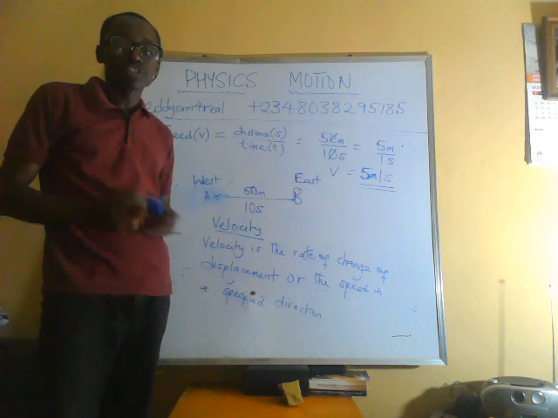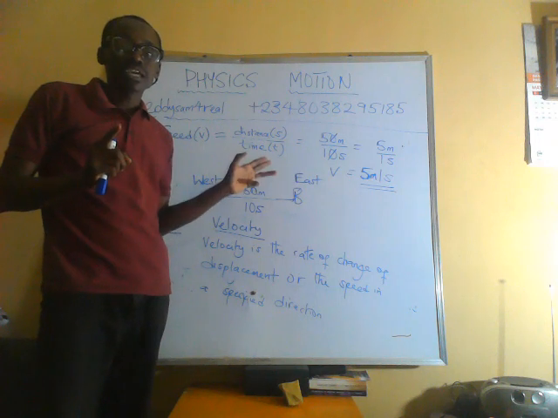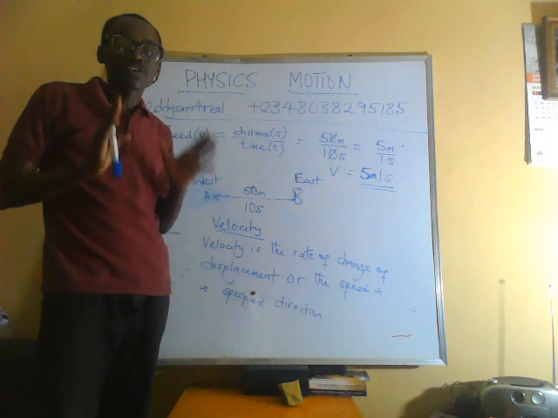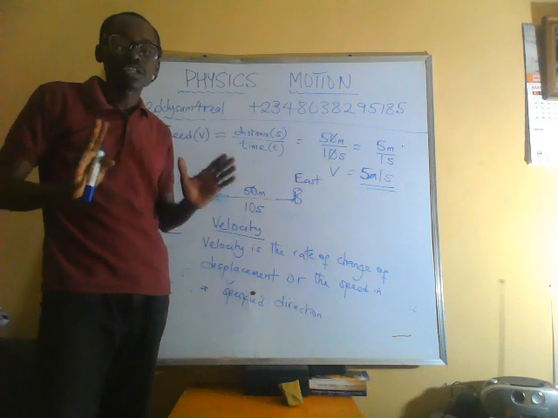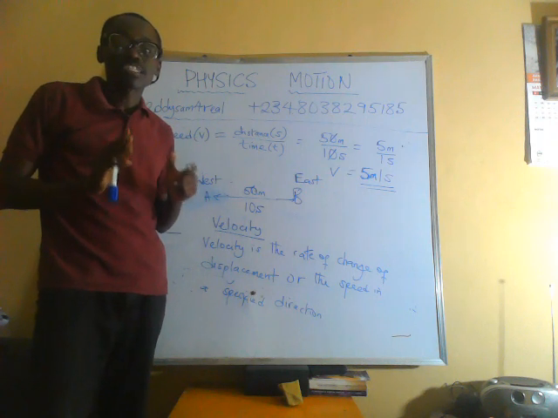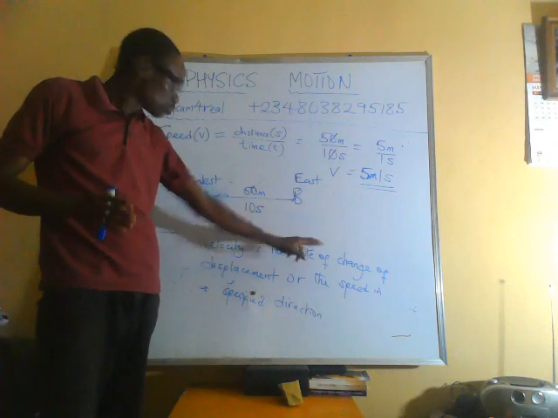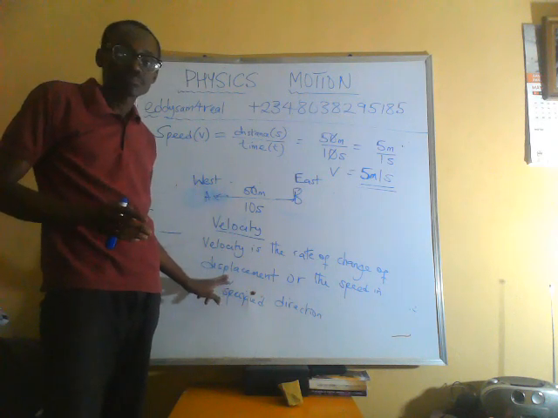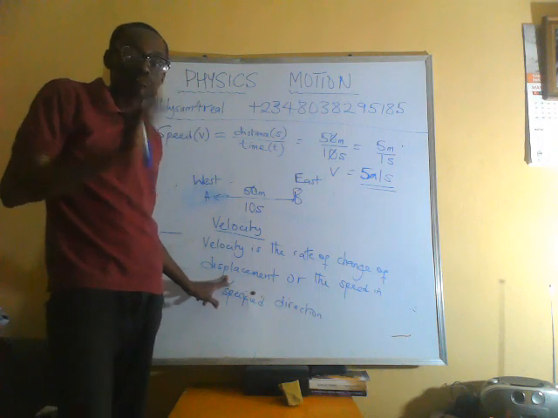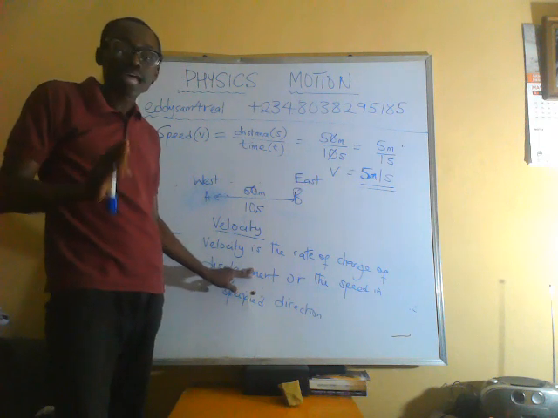Velocity is similar to speed, but there's a slight difference. Speed is a scalar quantity. Speed has just magnitude, it doesn't have direction. But velocity has magnitude as well as direction. Velocity is a vector quantity. Velocity can be defined as the rate of change of displacement. Speed was the rate of change of distance with time. Velocity is the rate of change of displacement with time.